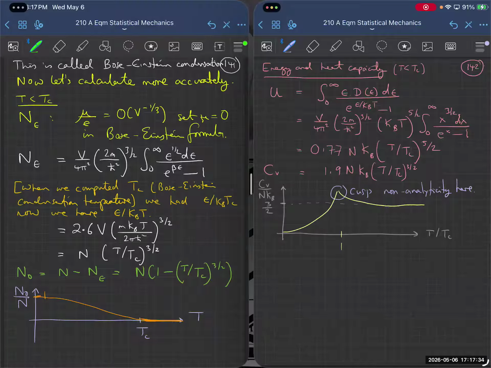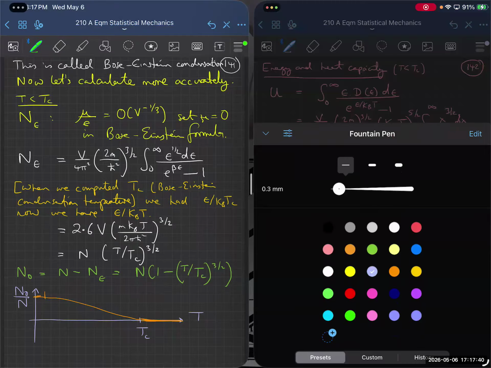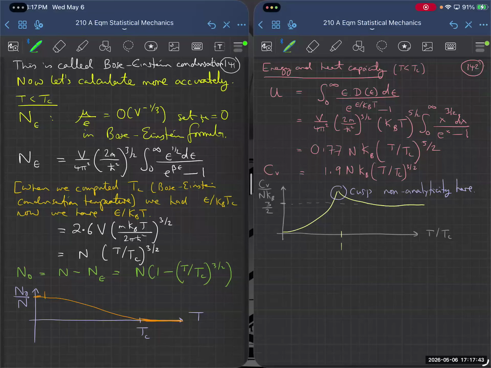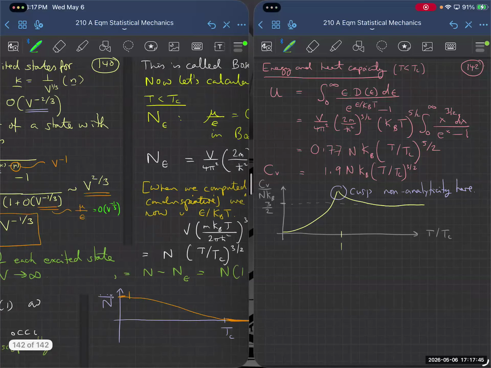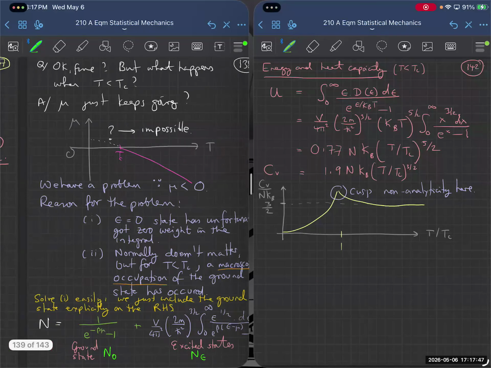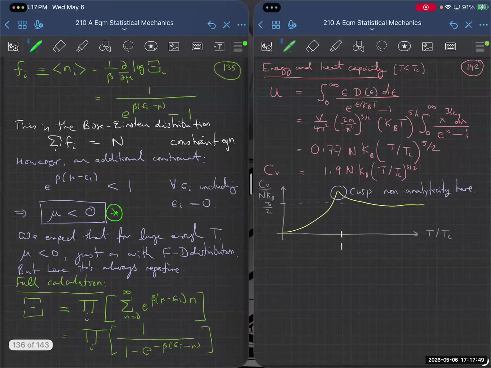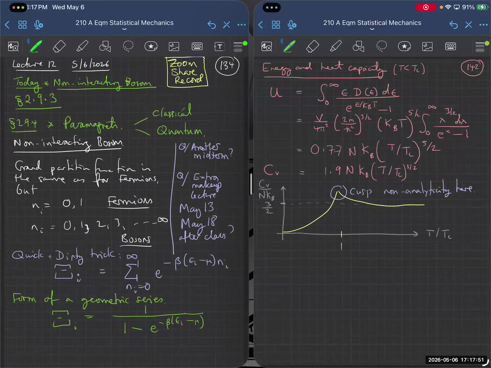I think that's pretty much where I'm going to stop. We're nearly out of time, but I've got a few minutes left, and so I want to just introduce the next topic. So that's all I want to say about Bose-Einstein condensation. It's super interesting, and in the next homework, I'll give you a bunch of exercises to do on that.